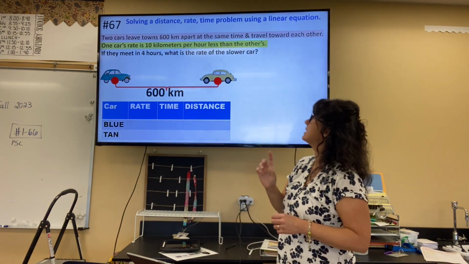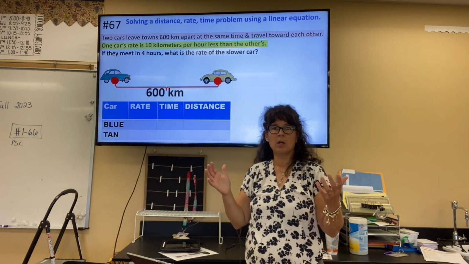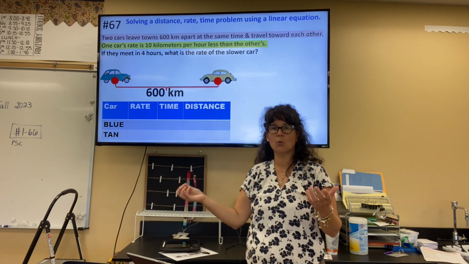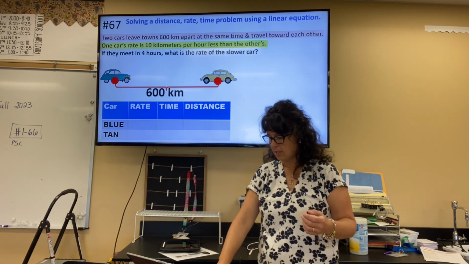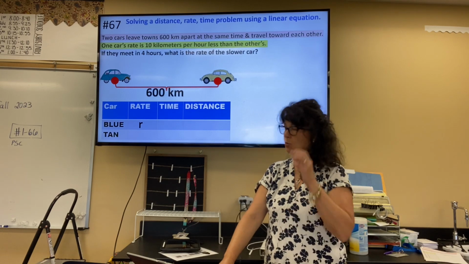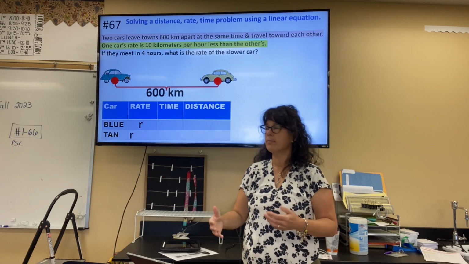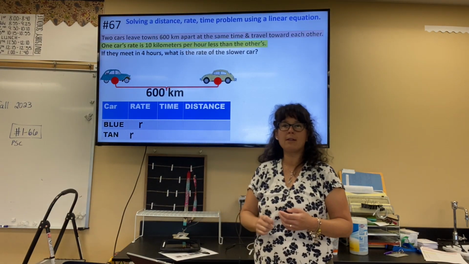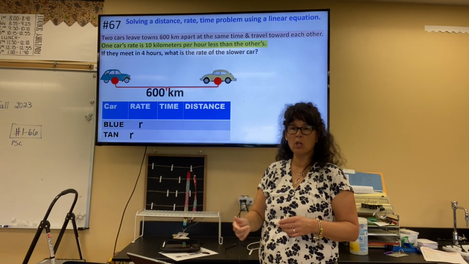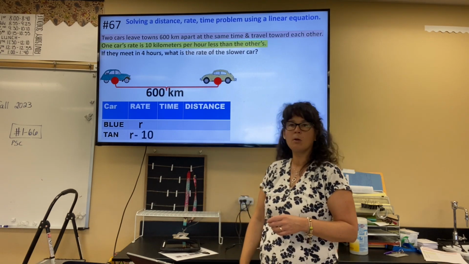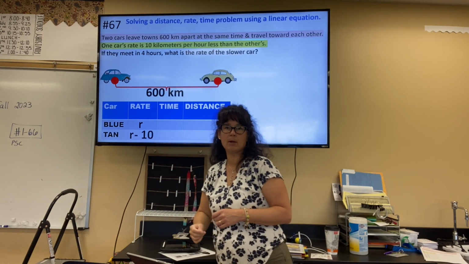One car's rate is 10 kilometers per hour less than the other car. This is the instance where it's referring to the other car's rate and I don't know it. So I need to call one of the cars R. It doesn't matter if I call the blue car's rate R or the tan car's rate R. You just arbitrarily make a decision. I'm going to let the blue car's rate that we don't know be R. The other car is 10 kilometers per hour slower. So in other words, it will be R minus 10. If this car was going 50 miles an hour, this car is going 40 miles an hour.